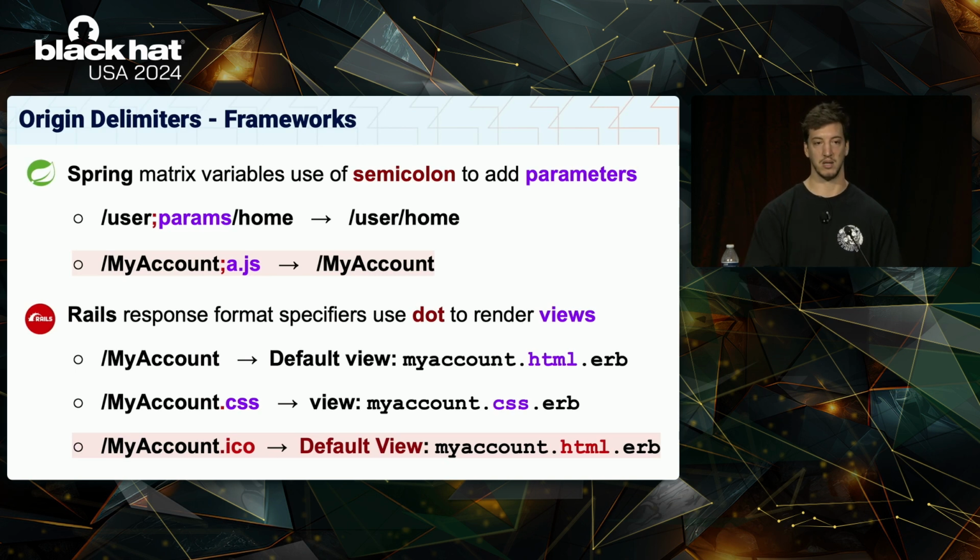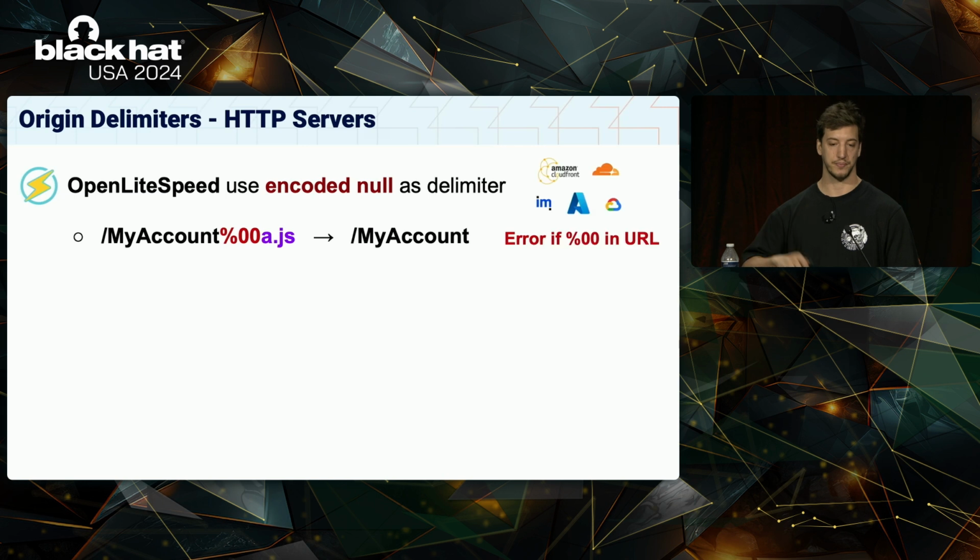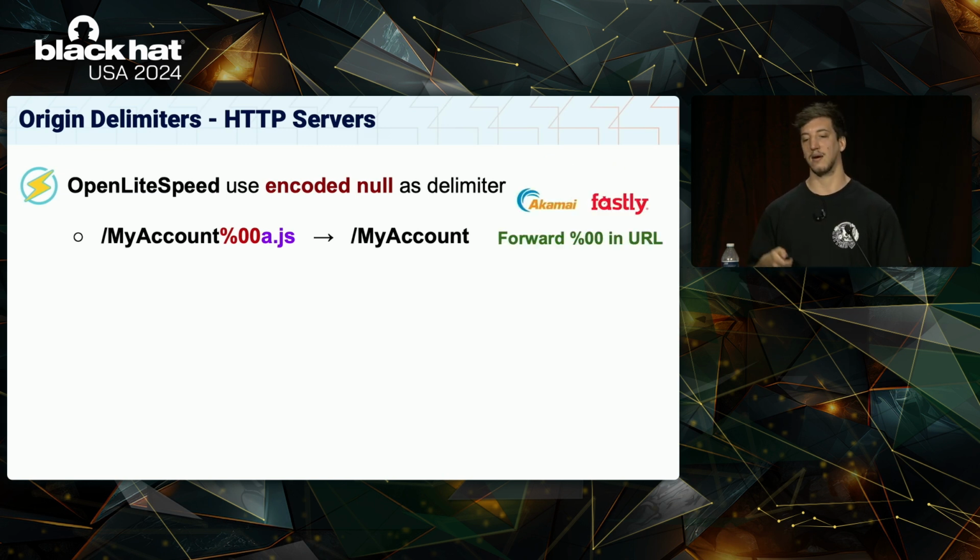hijack any sensitive response. There are also other delimiters that are not in frameworks, but in HTTP servers, such as the encoded null byte in OpenLiteSpeed. So if we send this encoded null byte, it's going to just behave like a question mark, and it's going to be used as a delimiter. So it's going to be interpreted as my account. The problem with this is that many CDNs will not forward the null byte, so we will need to find some that do, like Fastly or Akamai.